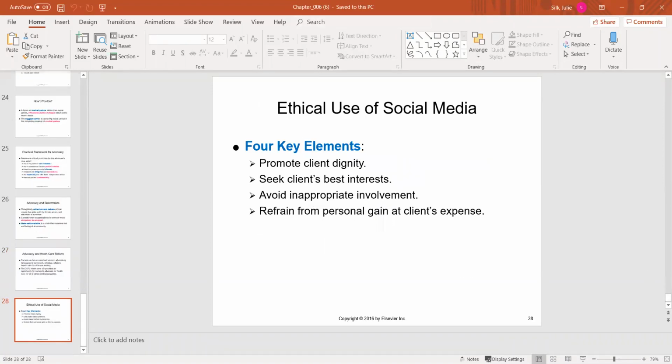And then this gets into a teeny bit about the ethical use of social media. So we want to promote client dignity, seek their best interest, avoid inappropriate involvement, and refrain from personal gain at the client's expense. So believe it or not, we had a student not that long ago at Herzing who totally did not follow this ethical use of social media. So he was at clinical and used his cell phone to take pictures, and he posted them immediately onto Facebook, and it was just bad. So with this, I always tell people, you always have to think your actions have consequences no matter what you do.